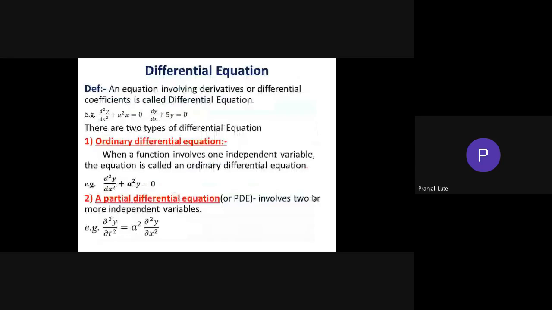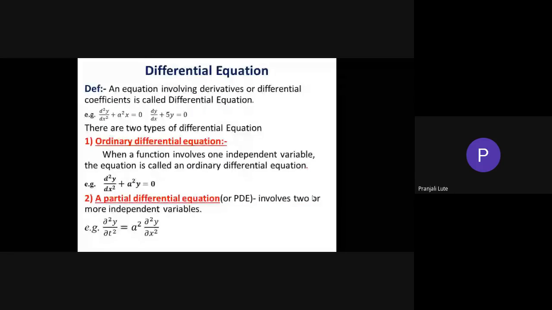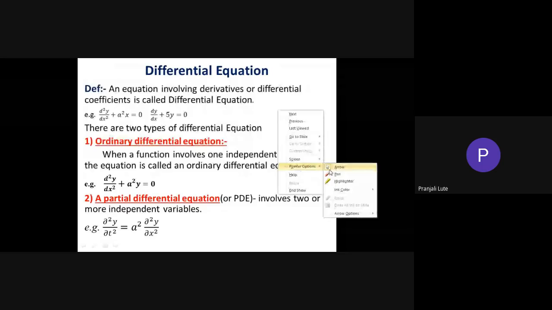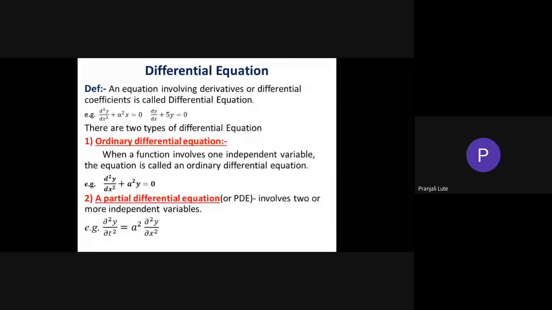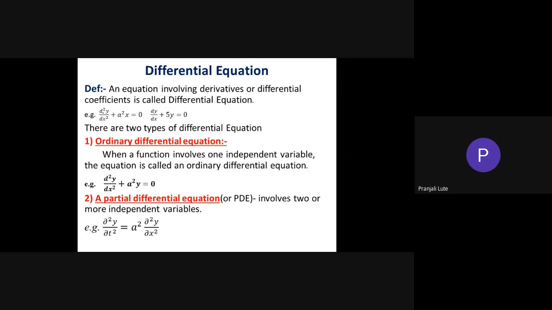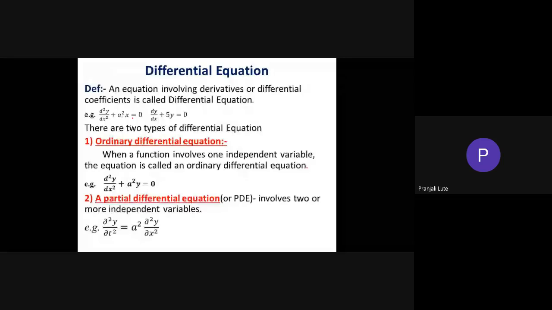So today we are going to discuss the common topic of mathematics for GATE examination, that is differential equation. So first of all, we see what is the definition of differential equation. An equation involving derivative or differential coefficient is called the differential equation. Here we take one example of differential equation, that is d square y by dx square plus a square x equal to 0. So this is the example of differential equation.